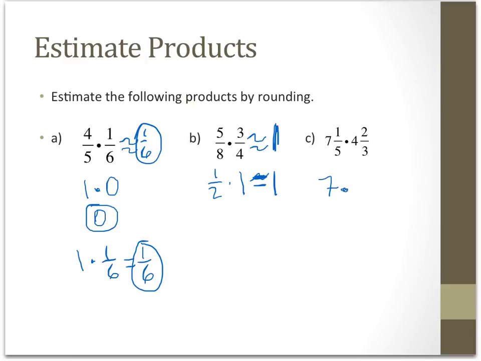I'm going to multiply that times an estimate that's close to 4 2/3. 2/3 would be a number that is very close to 1. So 4 plus another 1 would be 5. And I know that 7 times 5 is 35. Therefore, I know that 7 1/5 times 4 2/3 is going to be right around 35.